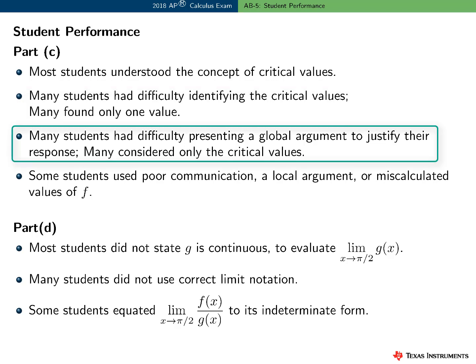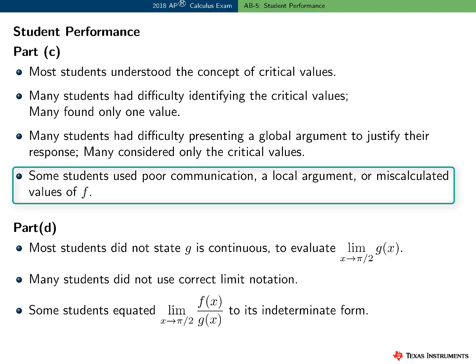Now, many students had difficulty with the justification, and especially in presenting a global argument. And many considered only the critical values in their argument, ignoring the endpoints of the interval. And some students used poor communication, a local argument, or simply miscalculated values of f.